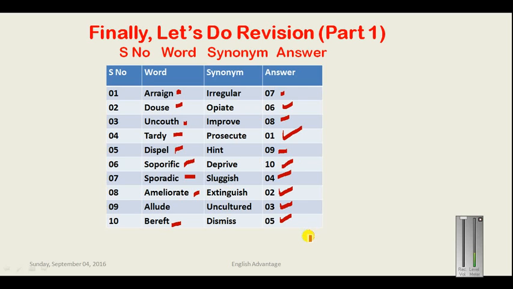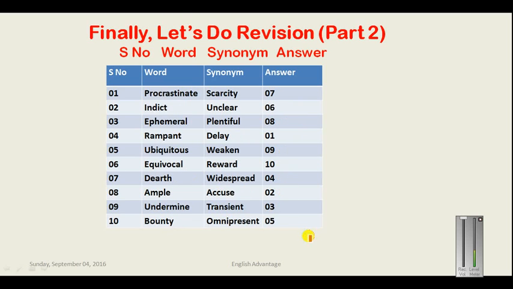Now we will take the second part. It has only two parts, part 1 and part 2. So I have included this revision part so that you can revise these words and other words, and you can strengthen your performance or strengthen your preparation for the exam. Now procrastinate means delay. Indict means accuse or arraign. Ephemeral, ephemeral means something that is temporary or transient.